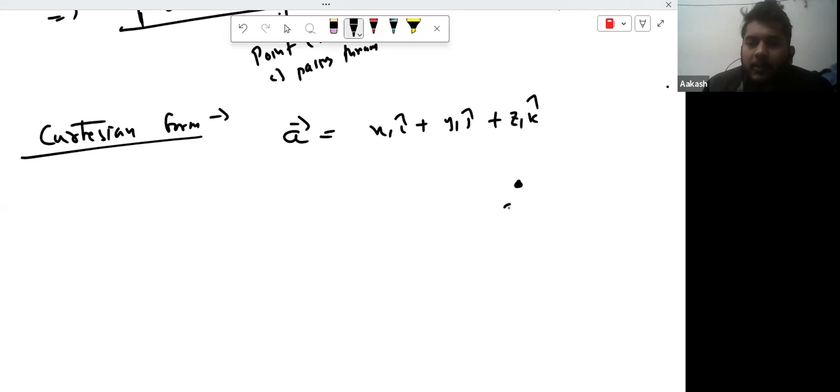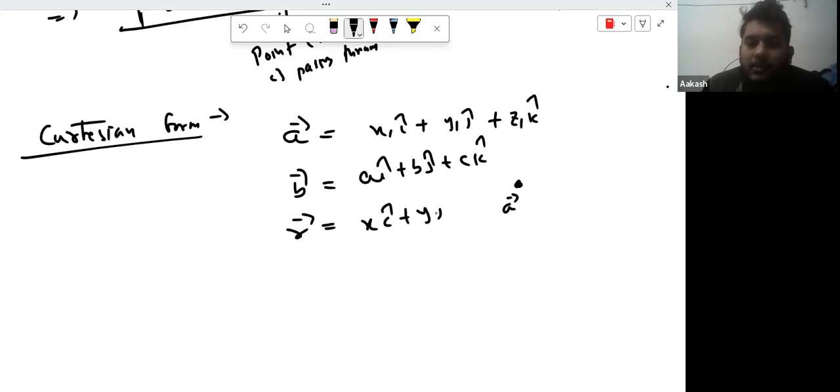Line is passing through A vector, and B vector is suppose a i cap plus b j cap plus c k cap, क्योंकि a b c is the direction ratio, अगर आपको याद हो. ठीक है, and r vector is the general vector, so x i cap plus y j cap plus z k cap. ठीक है, so A vector, this is and this is r vector. We have to find this thing.